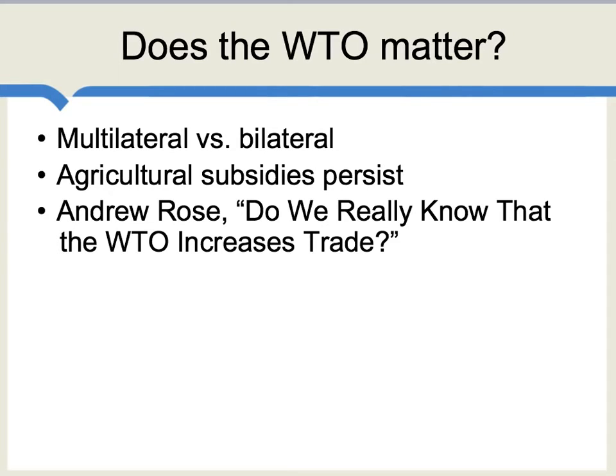The second point is that the major remaining areas of trade barriers for a lot of countries are agricultural subsidies and sometimes tariffs, and those seem to be persisting. WTO has not really been able to crack those. Finally, there's a paper by economist Andrew Rose, and the title of his paper is, "Do we really know that the WTO increases trade?" And he looked at the numbers and he argued that there's actually an ambiguity here. Most countries are reducing tariffs and trade barriers over time anyway, and it's not clear that joining earlier GATT and now WTO makes that big a difference.